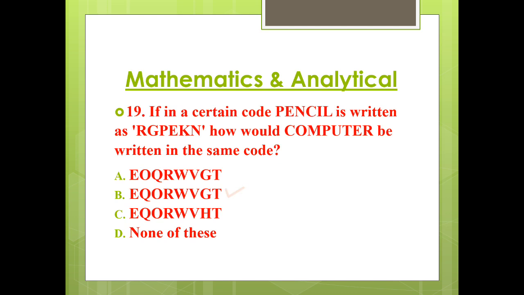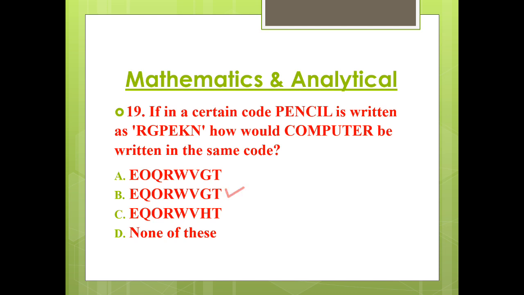Another decoding and coding question. If in a certain code pencil is written as RGPEKN, how would computer be written in the same code? Now what kind of coding decoding are they following in this question? If you see P and you see R as the coded one, what's happening here? What comes after P? After P is Q and after Q is R. So what they are doing here is adding plus 2 and then writing that alphabet over here as a code.